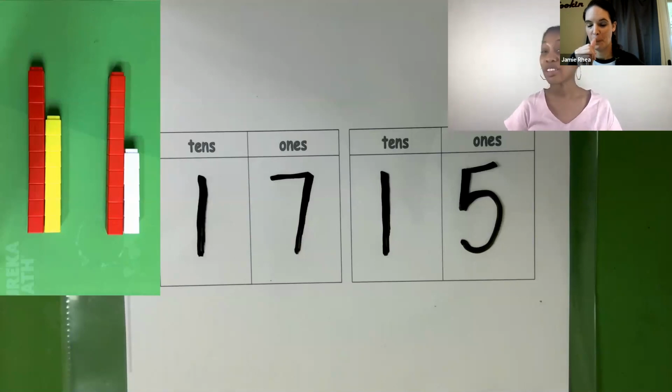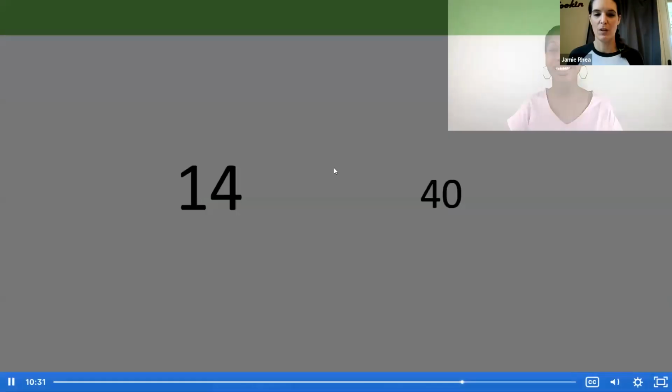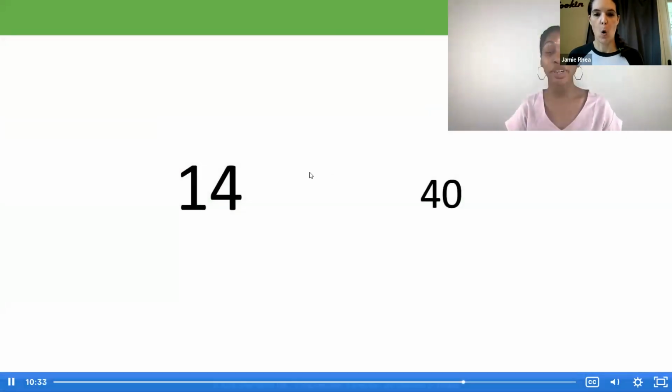Wow. So sometimes we may have to look at the tens place, and sometimes we may have to look at the ones place. I know I said this was the last one, but let's do one more. We can do that. This time without the place value chart. Let's compare the numbers 14 and 40. Which number is greater? Point to the number that you think is correct.